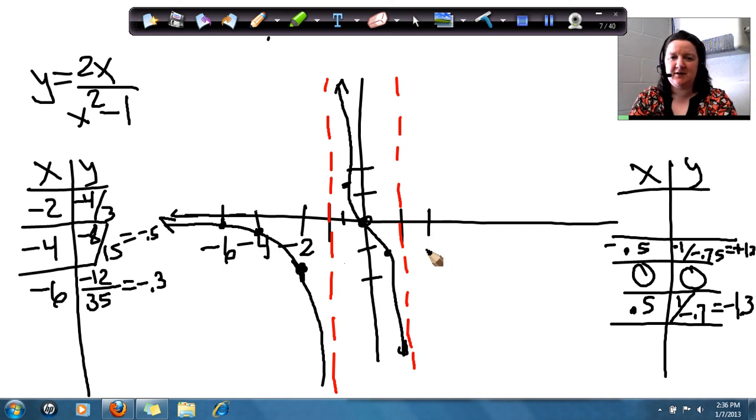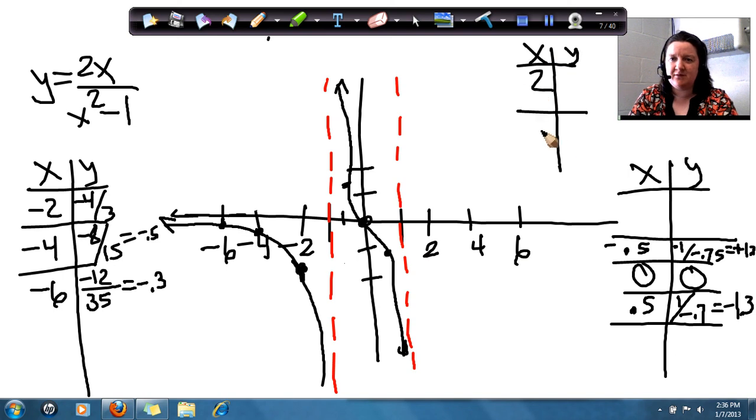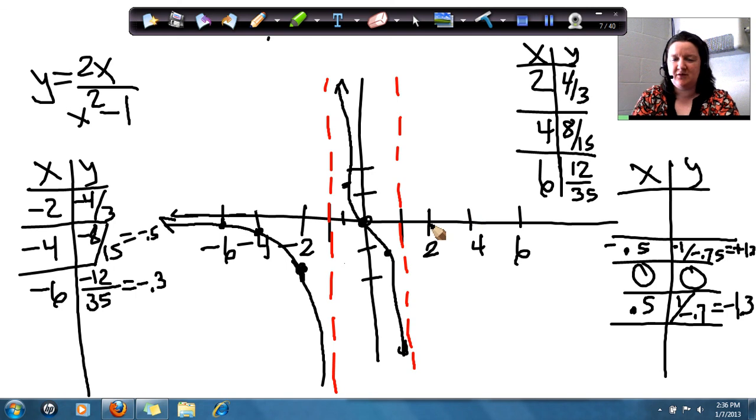Now let's look over here at 2, 4, and 6. So I'll make myself another table. We're going to end up with 4/3, 8/15, and 12/35. So 4/3 is about 1.3, so we're going to go over here. If I look at 4, it's going to be almost a half. 6 is about a third. So we're going to have a graph that kind of looks like this.